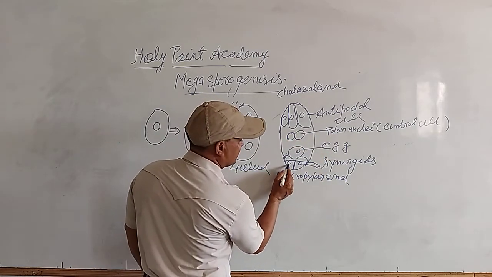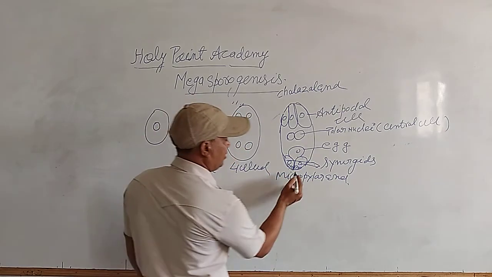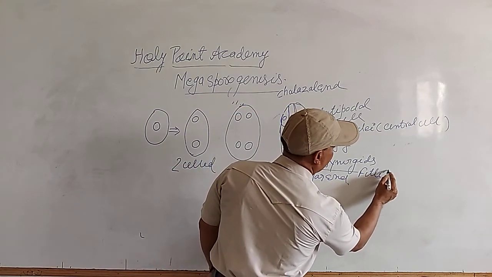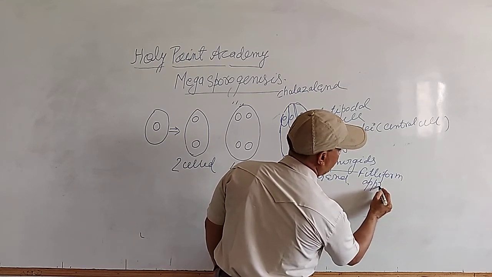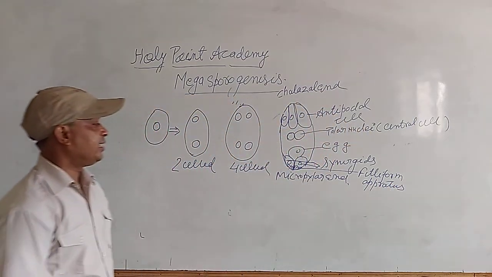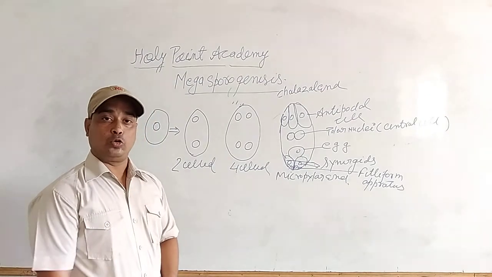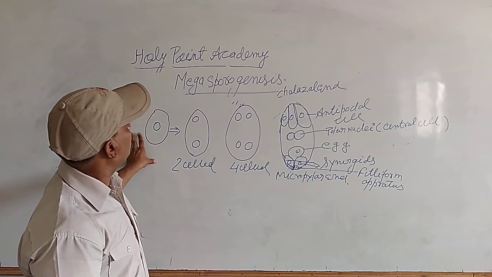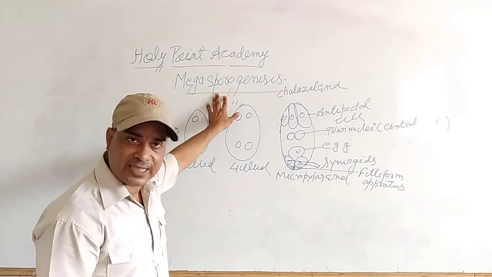Before that, some finger-like structures also appear at the micropylar end. These finger-like structures are known as the filiform apparatus. The function of the filiform apparatus is that it guides the entry of the pollen tube into the ovule. So this is a description of megasporogenesis. Thank you.